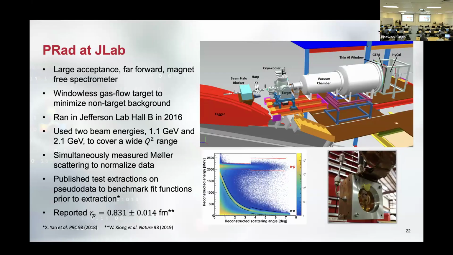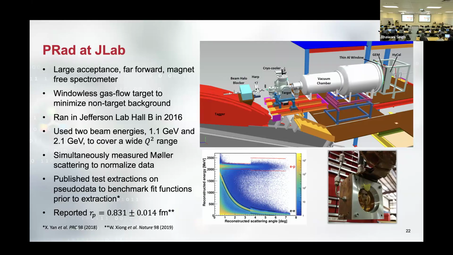One little more blurb about PRAD. A lot of this I said already. We didn't have a magnet. We went very far forward. Windowless gas flow target to minimize background. Two beam energies. There wasn't enough overlap to do like a Rosenbluth separation like we talked about. There's a small overlap, but it's also when you're very far forward, you have epsilon very, very close to 1 for both measurements. So you don't have any lever arm.